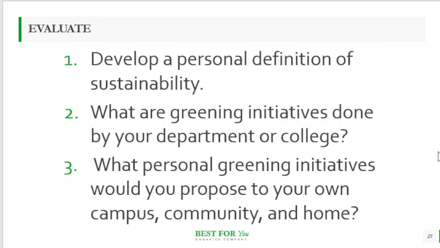Okay. For our evaluation, we've got the first question: develop a personal definition of sustainability. Next, what are greening initiatives done by your department or college? Third, what personal greening initiatives would you propose to your own campus, community, and home? Now, since it's part of evaluation, the activity for now is that you will be making an infomercial answering all of these questions. Answer these three questions in an infomercial, which is good for 3 to 5 minutes. Okay, so that is our activity for this lesson, which is the sixth lesson.